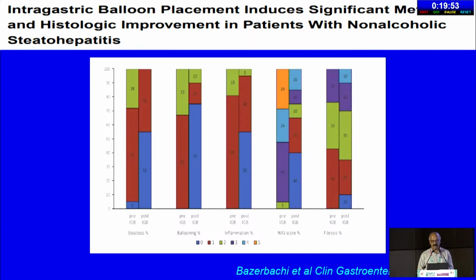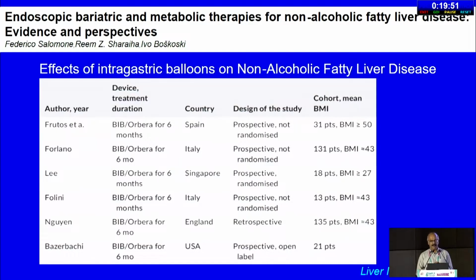I'll come a little later into this very interesting study. This was a meta-analysis which looked at all the balloon therapies in patients, and you can see there are several of them. Most of them used the balloons that we use currently in practice, the BAB or the Orbera balloon. They were both prospective studies, many of them not randomized, some randomized, all of them showing that there's a decrease in their BMI and also showing that there's an improvement in the liver function test.